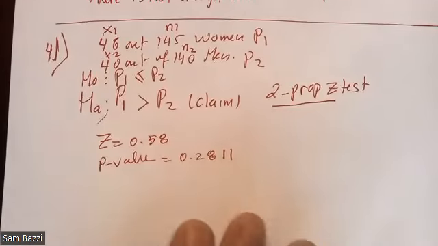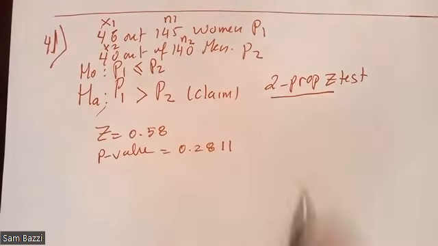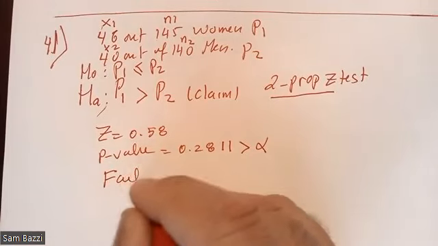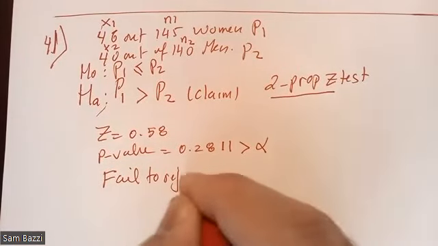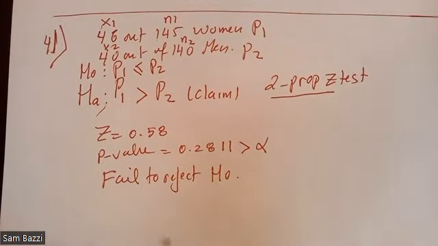When the p-value is big, H0 will stay. We cannot reject H0. So that's bigger than alpha. Fail to reject H0. And if you fail to reject H0, you don't support the claim.